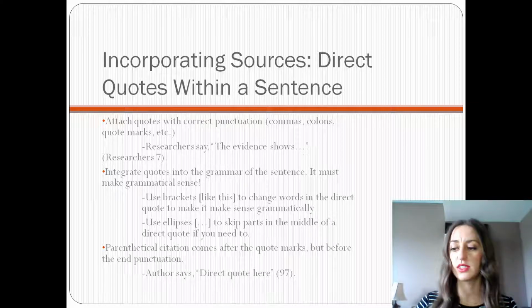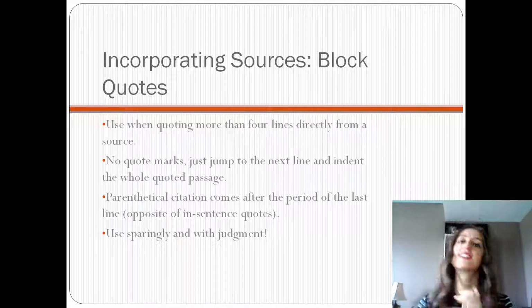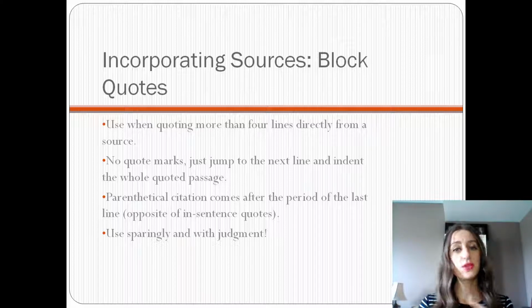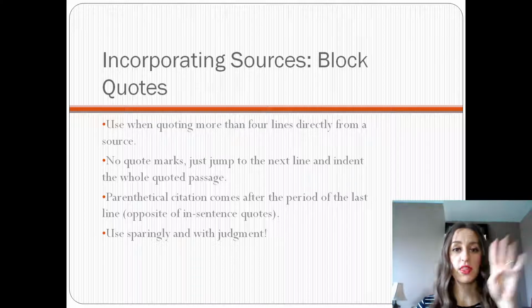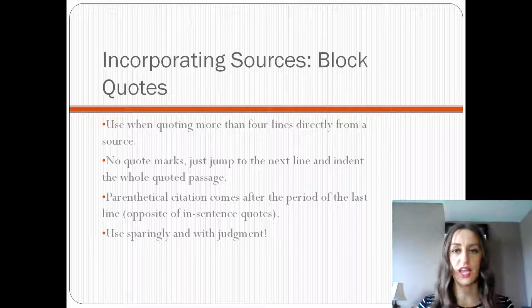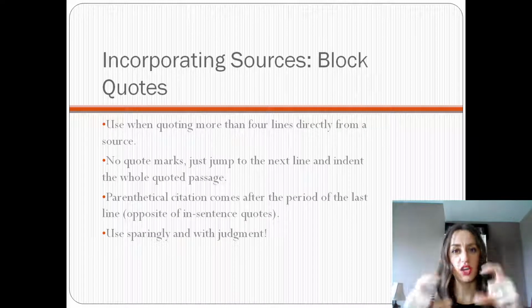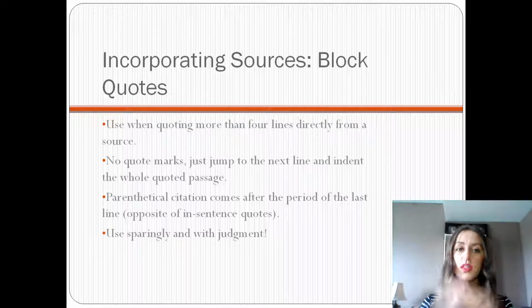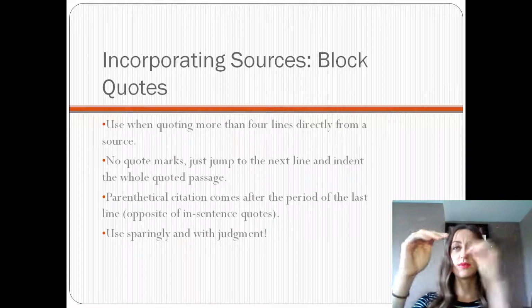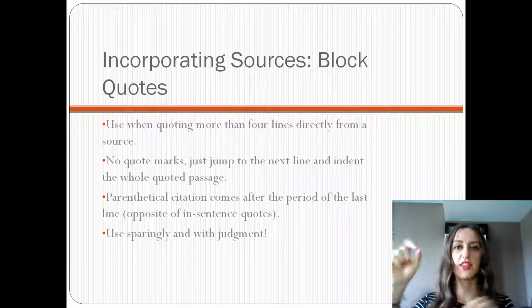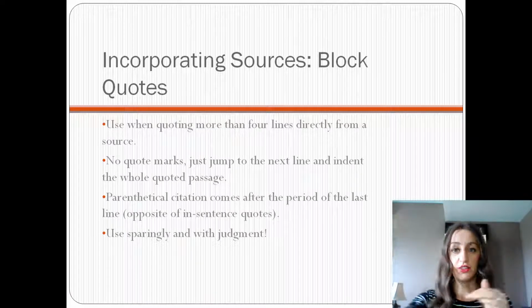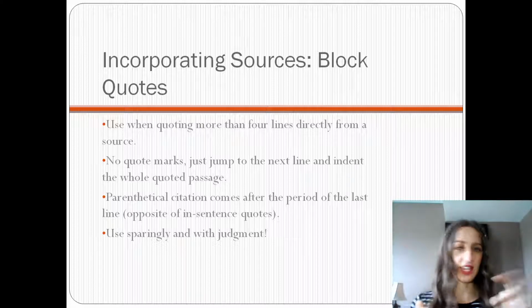Now it's going to work a little bit differently in some other situations. So let's talk about block quotes, because block quotes is where it works a little differently. So you use block quotes anytime that you're quoting from your source for more than 4 lines of typed out text, all right? So if you're using a big chunk from your source, you're quoting a big chunk word for word, what you have to do is you introduce your quote somehow, and then either a period or a colon or some other form of punctuation, you just jump down to the next line and you indent.